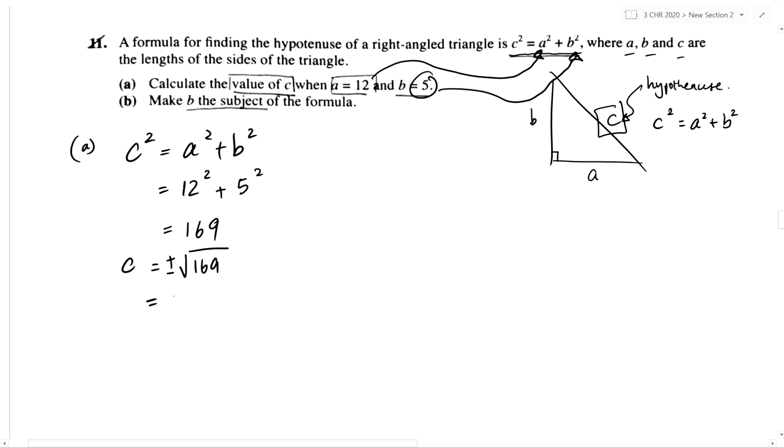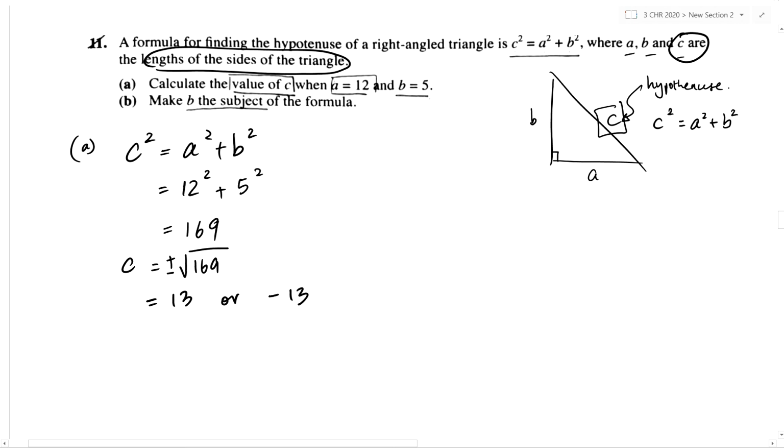So using my calculator again, I have c as 13 or negative 13. Now c represents the length of a triangle. A length cannot be negative, so this must be rejected. So this is our only answer.